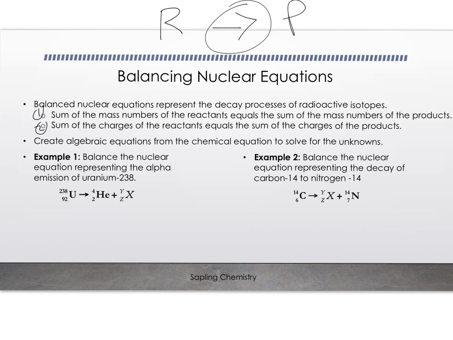The first rule is the sum of the mass numbers. Recall your X, Y, Z. The sum of all the Y's, or your mass numbers, on the reactant side is going to be equal to the sum of the mass numbers on the product side. Then the sum of the charges, that's the Z, of the reactants is going to be equal to the sum of the charges of the products as well. So you just want the left side equaling the right side in both the Y's and the Z's. We can create algebraic equations from those reactions to solve for the unknown. I'm going to show you how to do that with these bottom 2 examples.